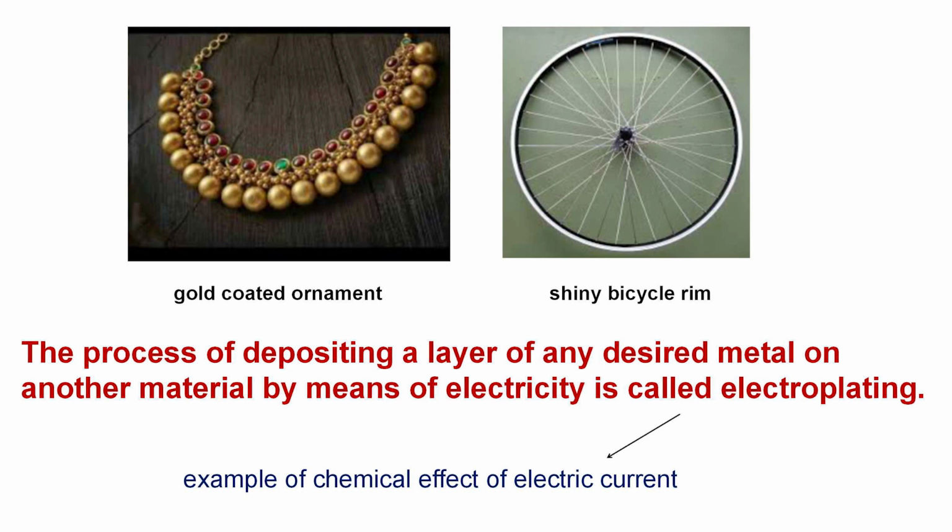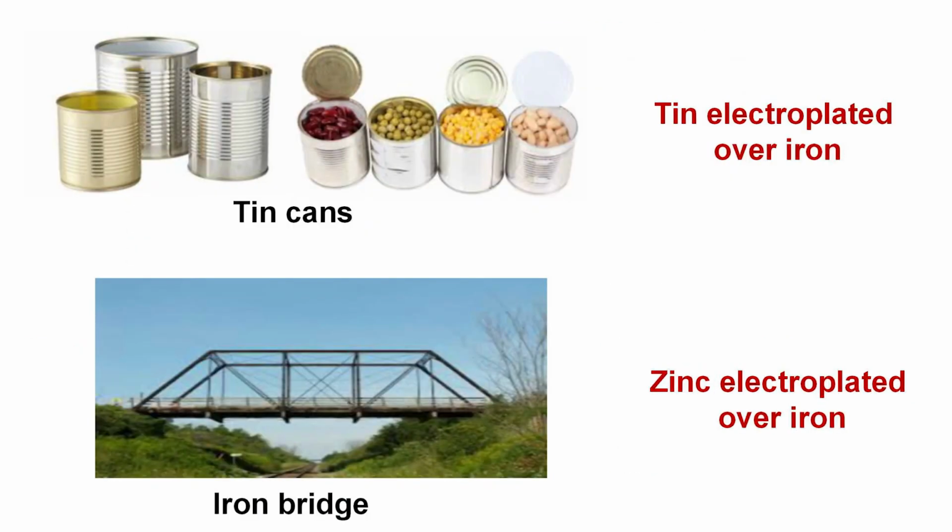The process of depositing a layer of any desired metal on another material by means of electricity is called electroplating. This is an example of chemical effect of electric current. Tin cans used for storing food are made by electroplating tin onto iron. In this way, food does not come into contact with iron and therefore is prevented from getting spoiled.